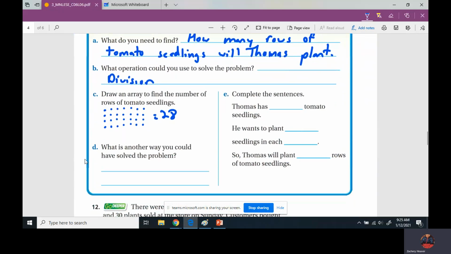And what is another way we could have solved the problem? We could have done multiplication, which is 4 times what equals 28. Okay, you could do division or multiplication. We know 4 times what's across, or we're at multiplication right here.